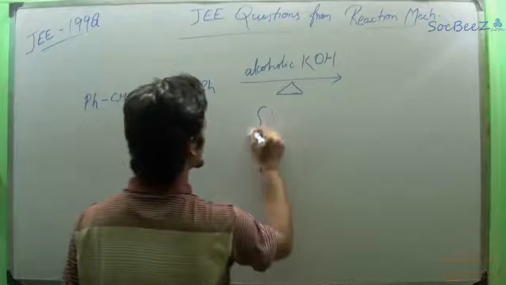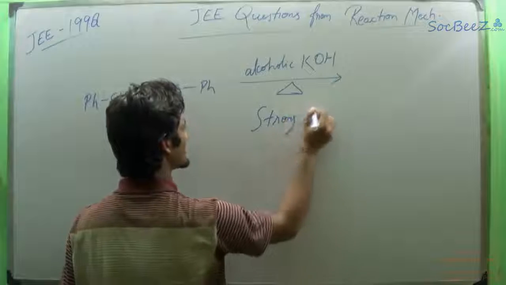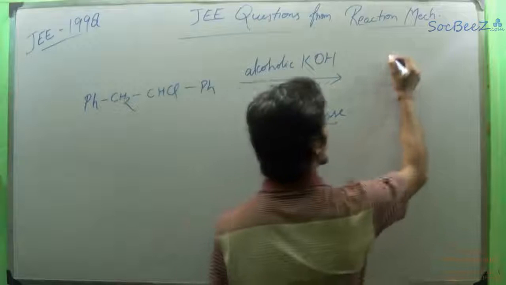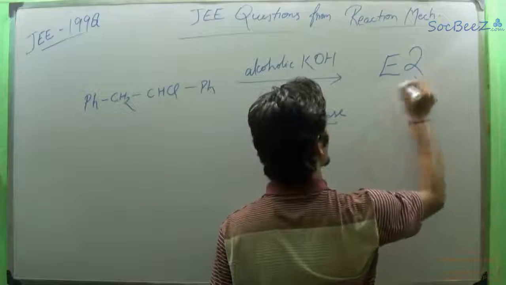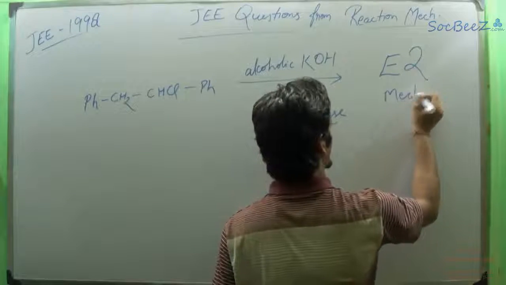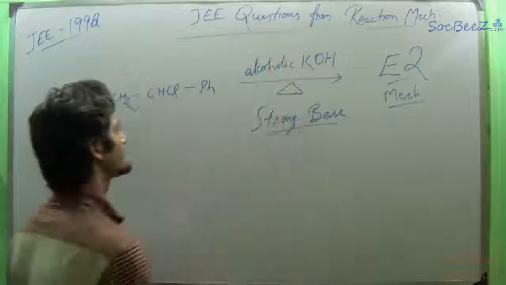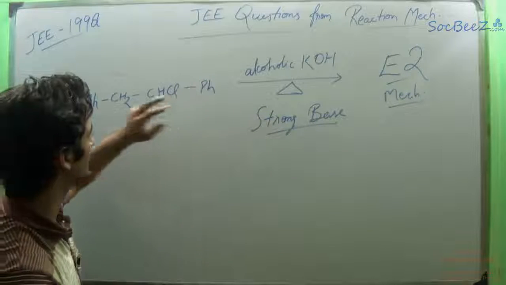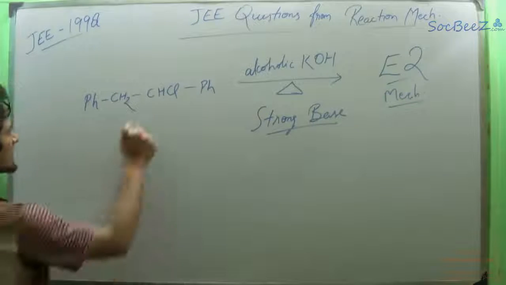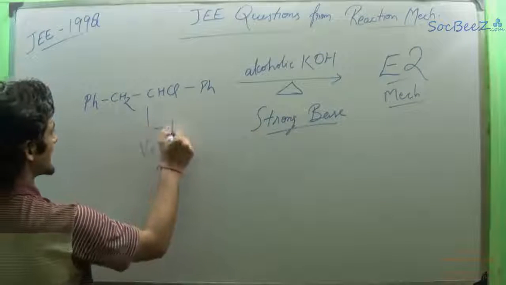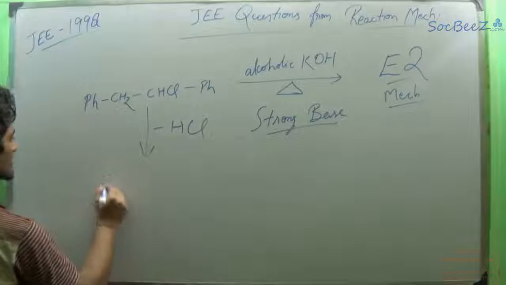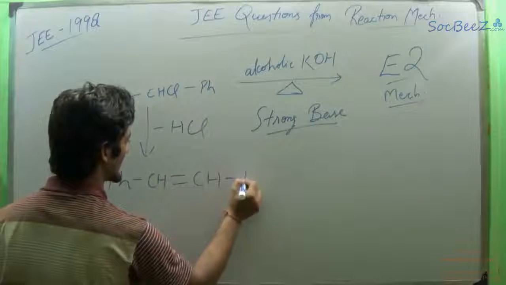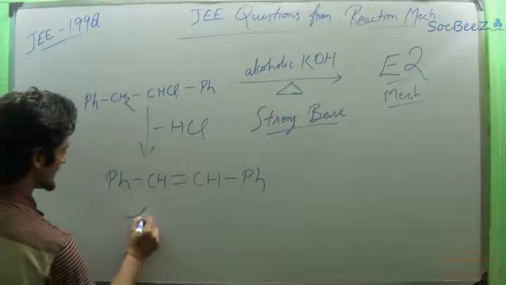Since it's a strong base, we'll have to go through a E2 mechanism. If it was a weak base, then we could have gone through E1 mechanism, but since a strong base is given, we have to undergo a E2 reaction. Thus, this HCl will be eliminated from the molecule, forming a alkene, which will be phenyl CH double bond CH phenyl. This is our final product.